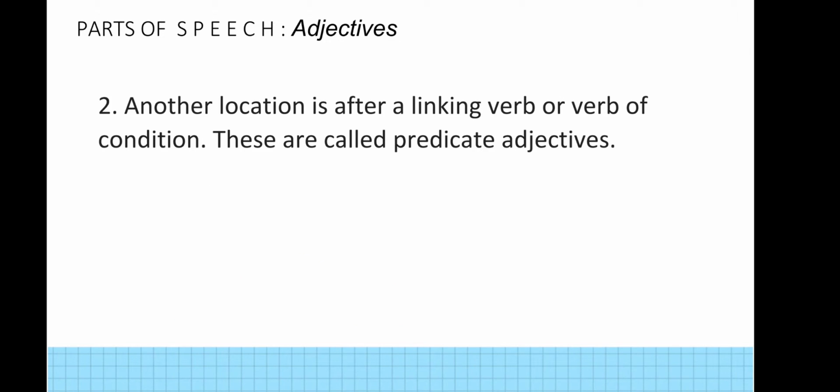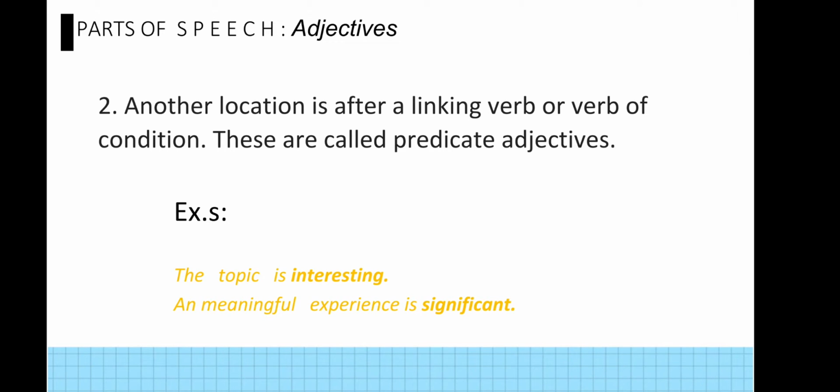Next one. Another location is after a linking verb or verb of condition. These are called predicate adjectives. Let's see. Example: The topic is interesting. It follows a linking verb. A meaningful experience is significant. It follows as well a verb.